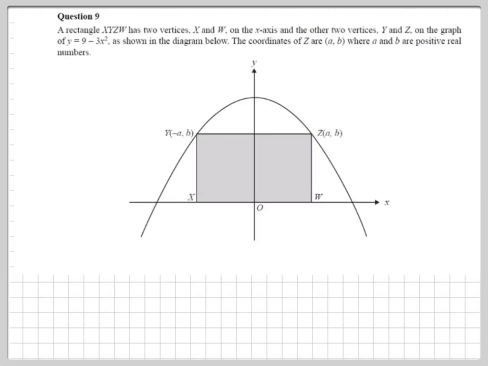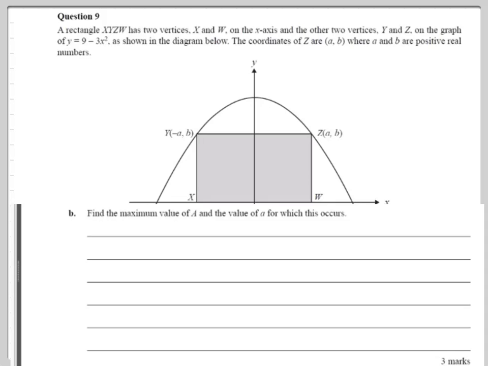Let's go over the page and gulp with trepidation and see what they've got for us there. Oh no, this is alright. This is part B, same diagram, and part B says find the maximum value of A and the value of little a for which this occurs. This is just a straight good old friendly calculus question. No problem. We've got the expression for A, haven't we? So if we do dA/da and set it equal to 0, we can get the value of little a and therefore plug it in to get the value of big A, which would be the maximum, wouldn't it? Yes, I believe so.